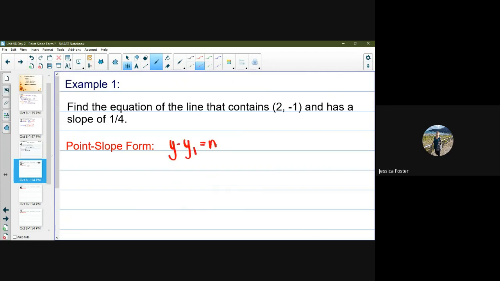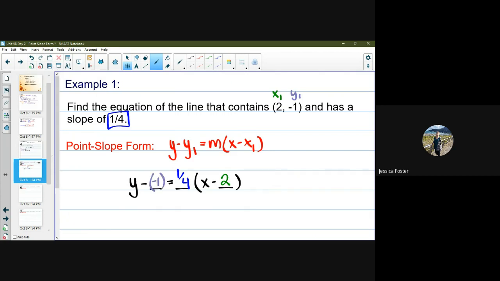Here's my point slope form. When we are given the slope and a point, this makes it nice and easy to write an equation. So my y minus is going to stay the same, equals something times x minus something. So I'm just filling in the blank here for what is my y1, what is my slope, what is my x1. Well, my slope, they told us, is 1/4, so that will go right here. My x1, y1, so here's my x1, which is 2, so it's going to be x minus 2. And then I've got my y1, which is -1, so y minus -1.